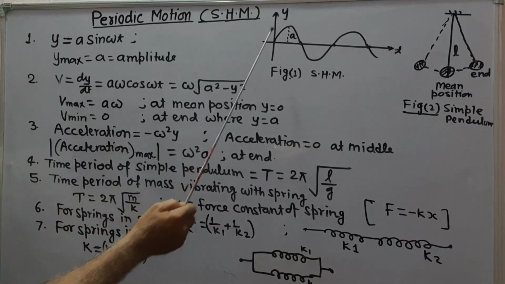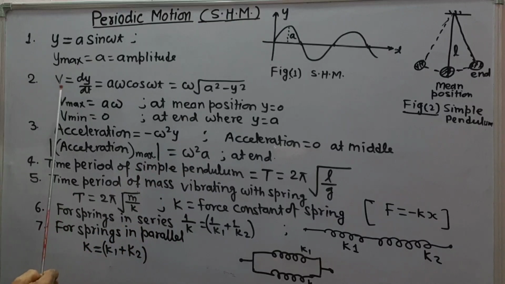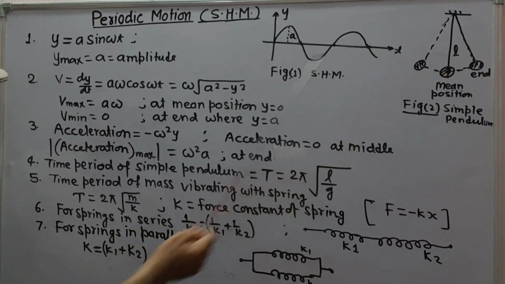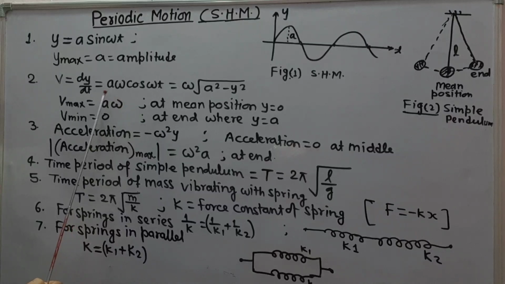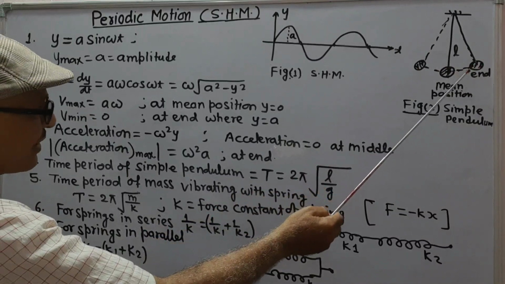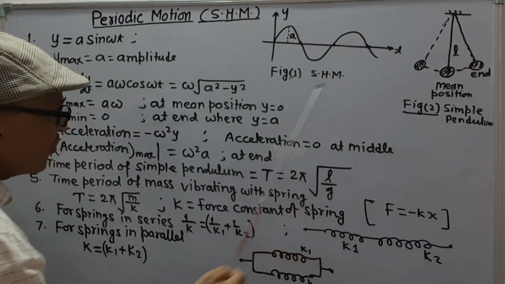Velocity of a particle in simple harmonic motion will be v is equal to dy upon dt, which gives a omega cos omega t, which can also be written as omega into under root a square minus y square. From this relation, velocity will be maximum at mean position, where y is 0, and its value will be a omega. Velocity will be minimum at end position where y is equal to a.